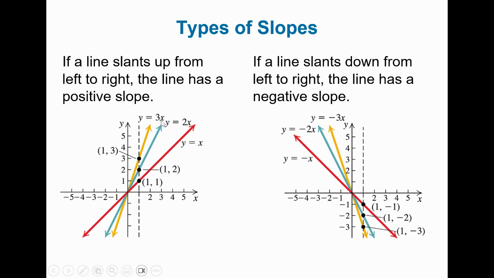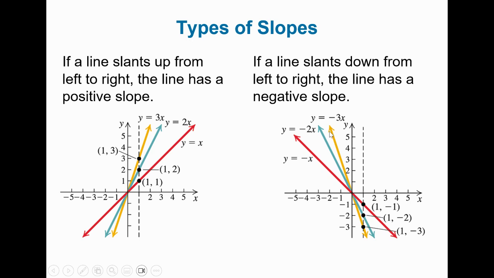Notice here, all these lines have positive slopes. They all slant uphill from left to right. Notice as the slope gets bigger: this yellow one here, the slope is 3. This green one, the slope is 2. As the slope gets larger, the line gets steeper. And this is y equals x right here, so your slope would be 1. So as the slope gets larger, the line gets steeper.